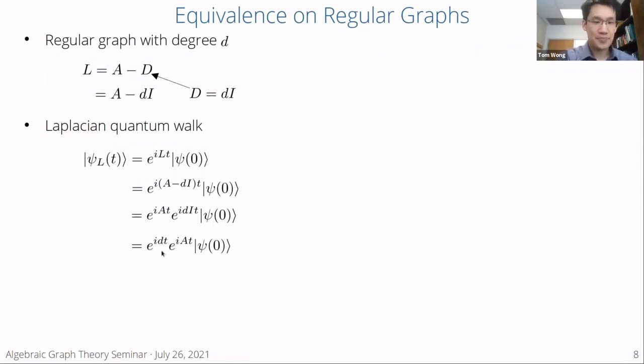So basically what we get is a phase. This is just a number now, e^{-idt}, times this matrix exponential with the adjacency matrix in it, times your initial state. And this here is just your adjacency quantum walk. So this is the state of the system that you get with adjacency quantum walk. And this phase here is a global phase. So in quantum mechanics, global phases can be dropped because there's no physical significance to it. And so basically we can drop this global phase, giving us just this remaining term, which is exactly the state that you get with adjacency quantum walk.